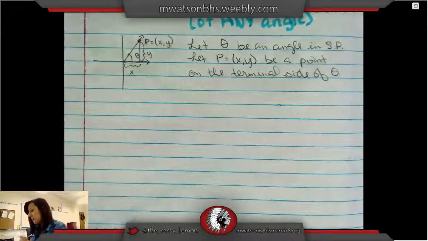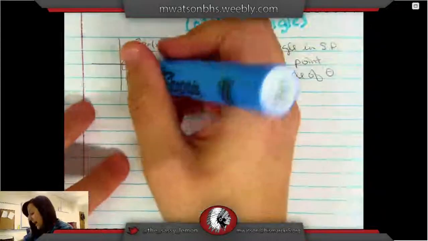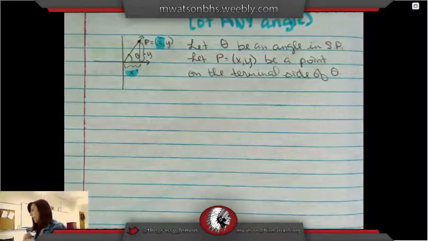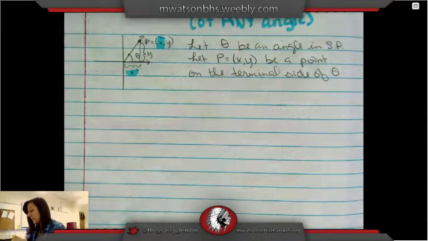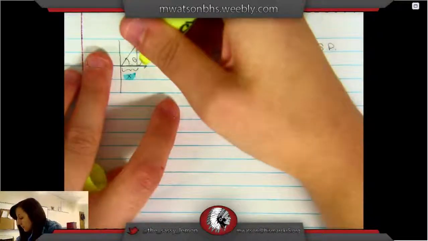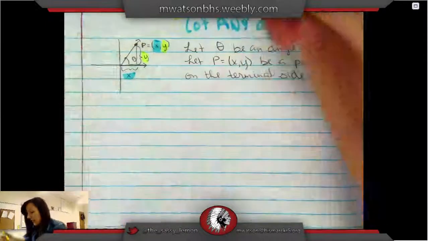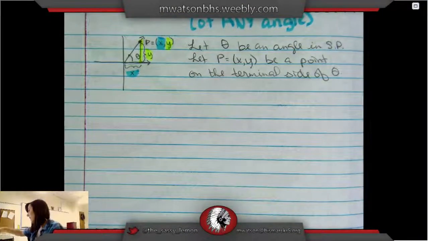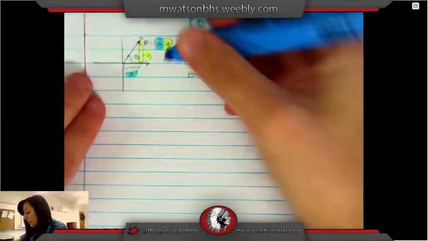Just to make that a little more clear, I'm going to highlight those values, where they come from. So this height comes from the y, and the base length comes from the x value.